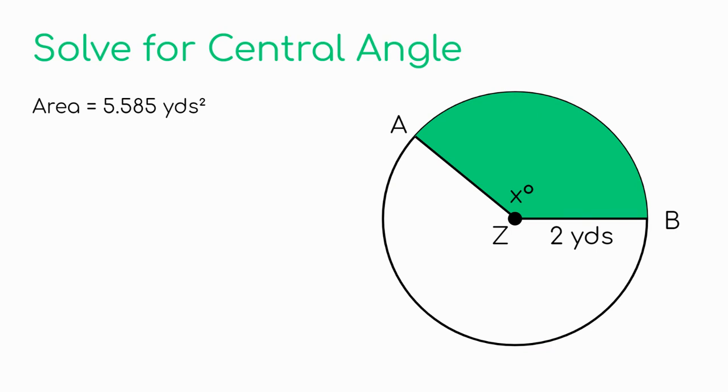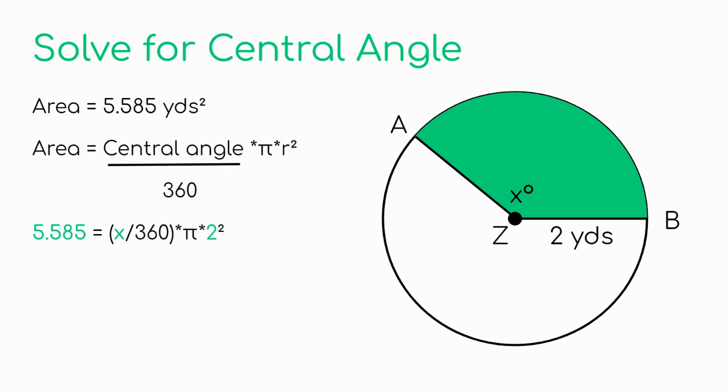So first, I know my area is 5.585 yards squared. So I'm going to write down my formula, plug in what I know. Area equals central angle divided by 360 times pi r squared. I know the area is 5.85.